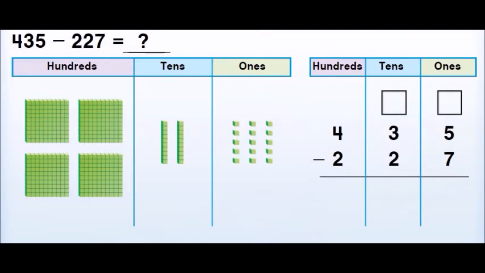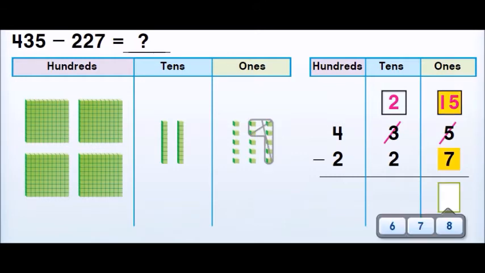You need to record the regrouping you just did. Record the regrouping by marking through the 3 and the 5, and recording a 2 at the top of the tens column, and a 15 at the top of the ones column. To begin subtracting, look at the ones. What's 15 minus 7?